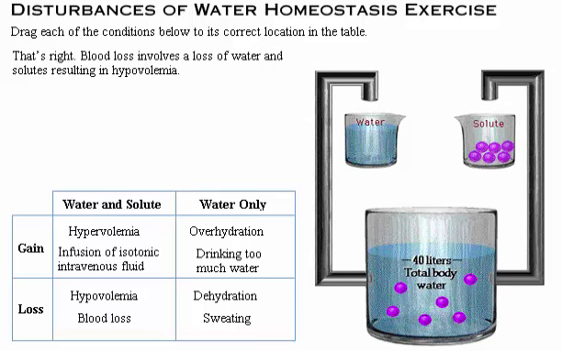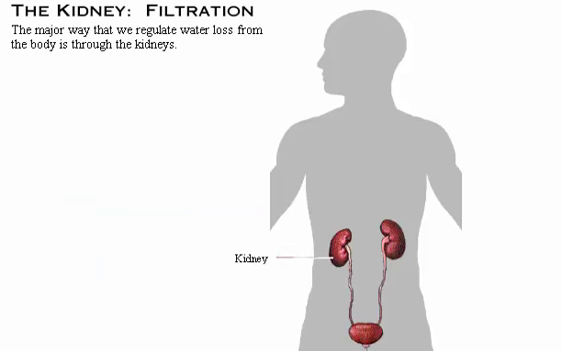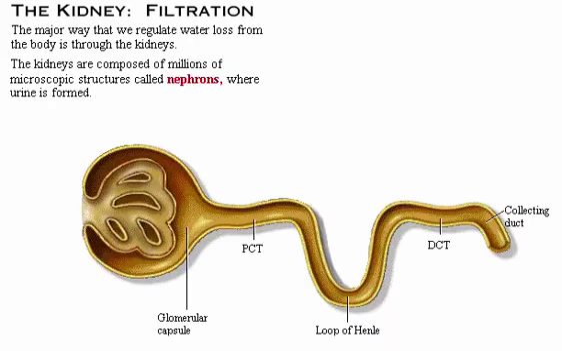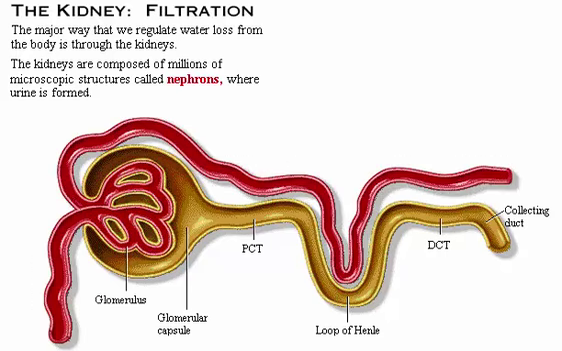The major way that we regulate water loss from the body is through the kidneys. Before we continue, let's quickly review how the nephron of the kidney works. The kidneys are composed of millions of microscopic structures called nephrons, where urine is formed. Blood vessels wrap around the nephron, allowing exchanges between the plasma and the filtrate, or forming urine.